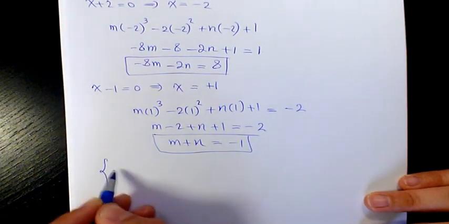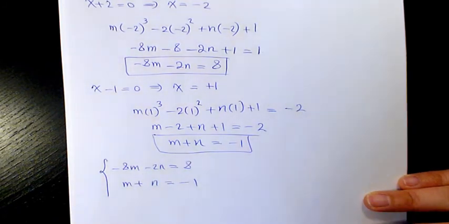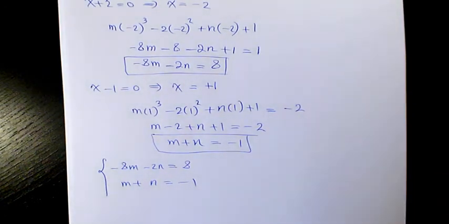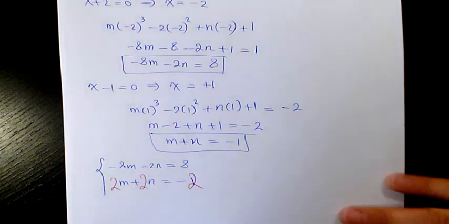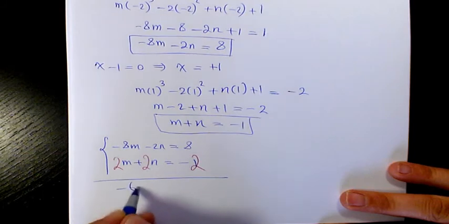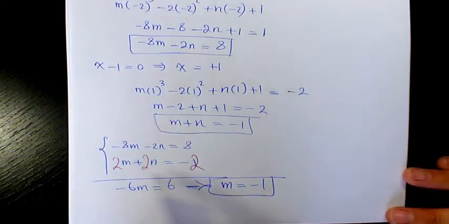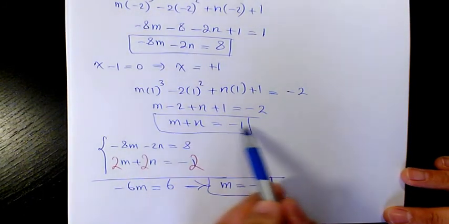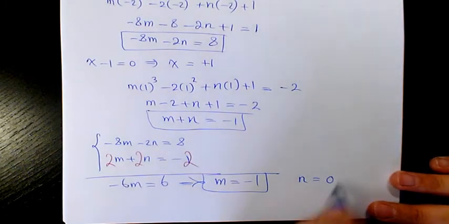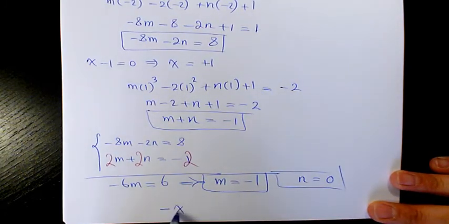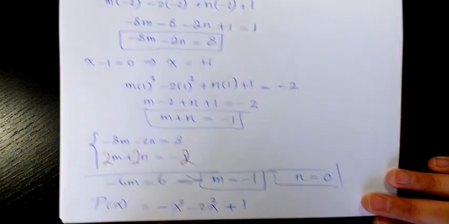So now we have a system of linear equations. I can use the elimination method to solve it. So I multiply the second equation by 2. Then you add them. These two cancel out and we have negative 6m equals positive 6. So m will be negative 1. And then we sub it there. m plus n is supposed to be equal to negative 1, which means that n is going to be 0. So the polynomial will be negative x cubed minus 2x squared plus 1. So that's going to be the polynomial.